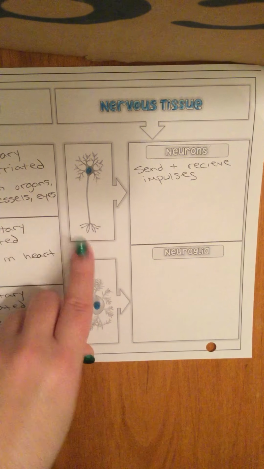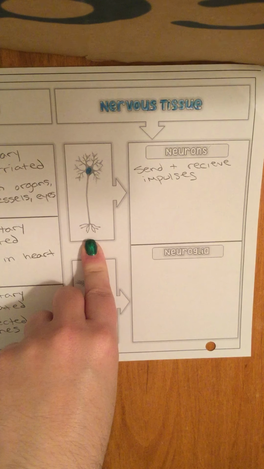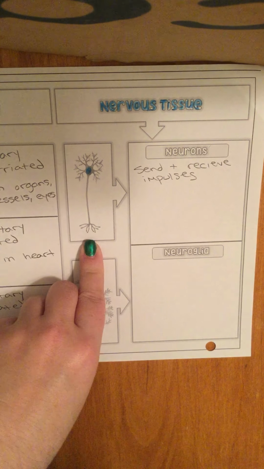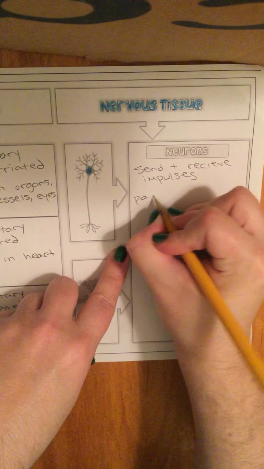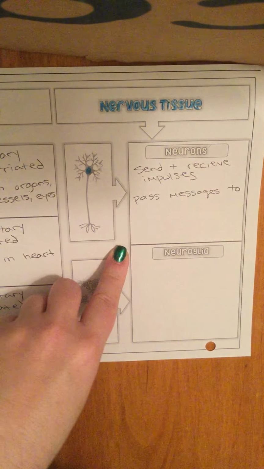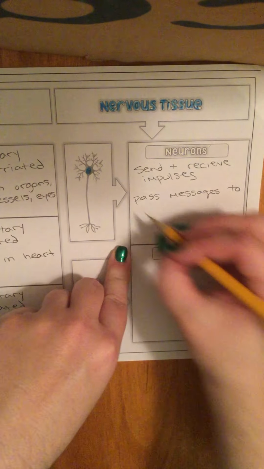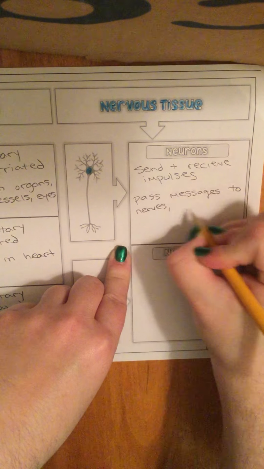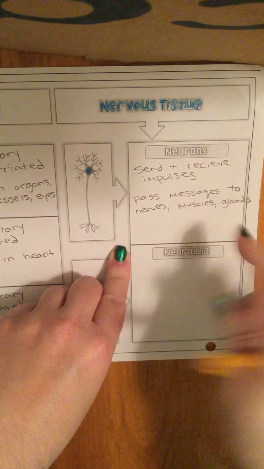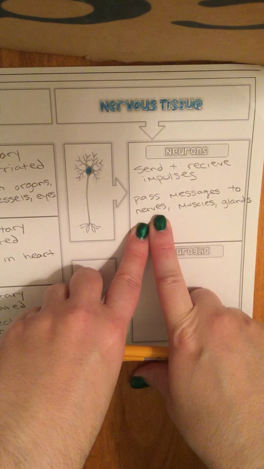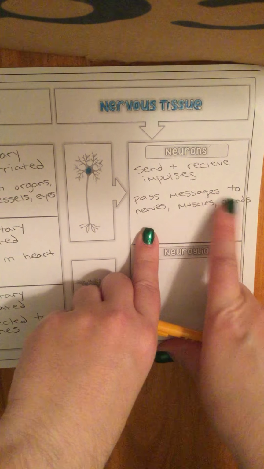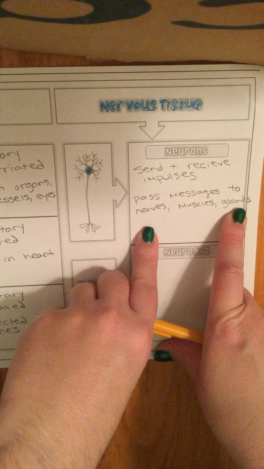So you think about a nerve, this is usually what you're thinking of, is a neuron. And it can pass messages to other nerves or muscles or glands. So when the brain talks to itself, those are nerves talking to nerves. When the nerves tell your muscles to move, that's the nerves talking to muscles. And when your glands secrete things, that's nerves talking to glands.